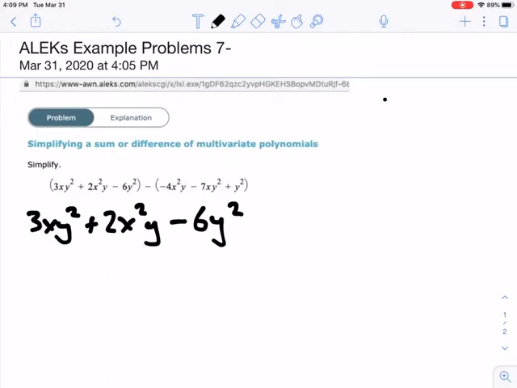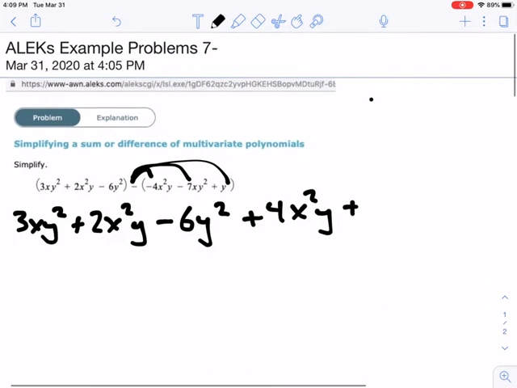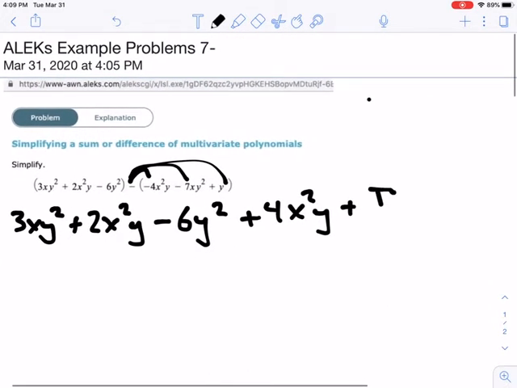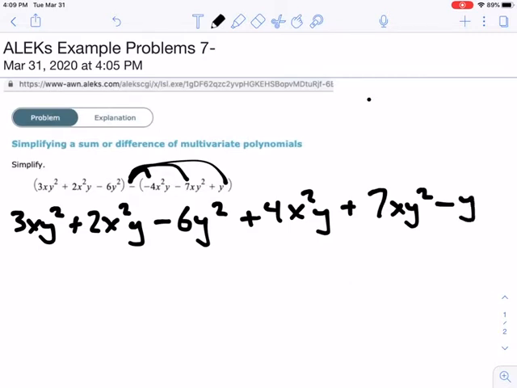All right, now when I do this one, it's the same thing. You apply that negative, so you have a double negative here in the first term, so it's plus 4x squared y. Next one is also a double negative, so you have plus 7xy squared minus y. All right, so let's move this. Wow, it's in good shape.